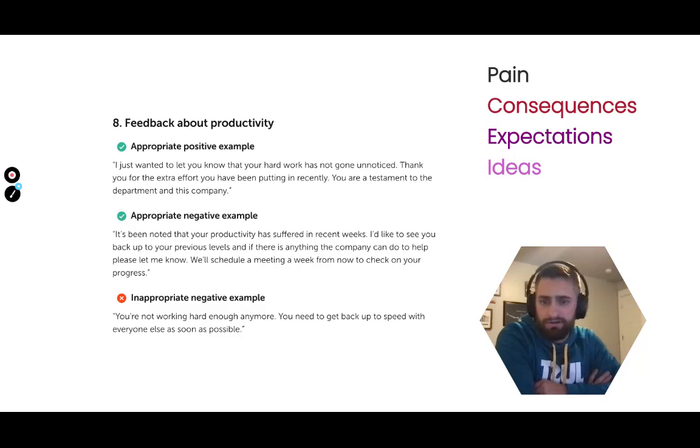So feedback about productivity, appropriate positive example. I just wanted to let you know that your hard work has not gone unnoticed. Thank you for the extra effort you've been putting in recently. You are a testament to the department and the company. All right, so here it doesn't really mention the pain or the problem you're solving. It does mention that your hard work has not gone unnoticed. So you do see that because of your extra work, there is some consequence there. It doesn't really talk much about the expectations.